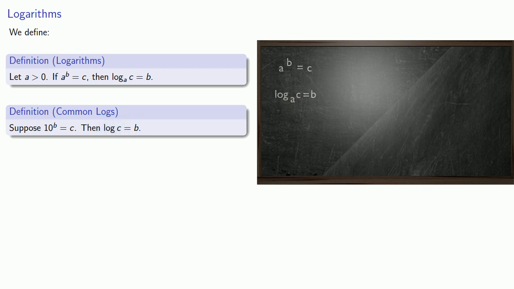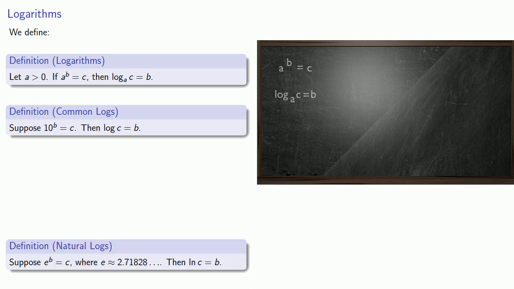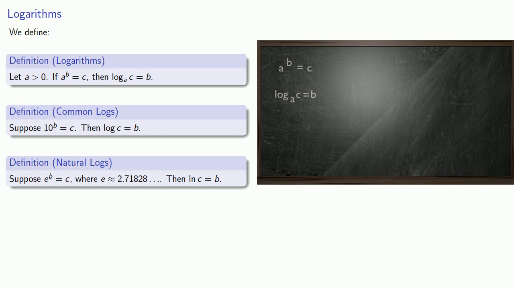Far more important are what are known as natural logs. And this is based on a very specific real number. Suppose e to the power b equals c, where e is a real number that's about 2.71828 and so on. The reason that this particular number shows up will become apparent in calculus. Then we write ln c equals b.